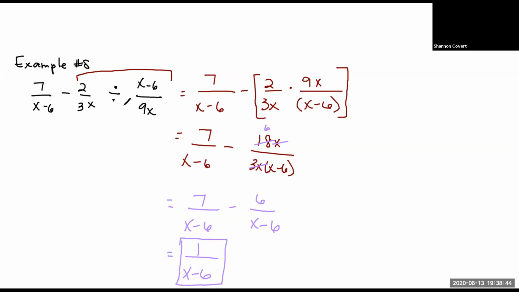Order of operations. That's what we did here, ladies and gentlemen. So I focused on the 2 over 3x divided by x minus 6 over 9x. I went ahead and turned that into a multiplication problem because it's what I like to do anyway. I don't like to divide. So 2 over 3x times 9x over x minus 6. I simplified that. And then, luckily, I was left with a common denominator, and all I had to do was take 7 minus 6.